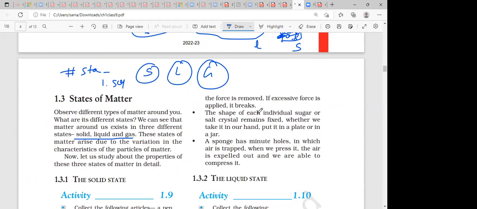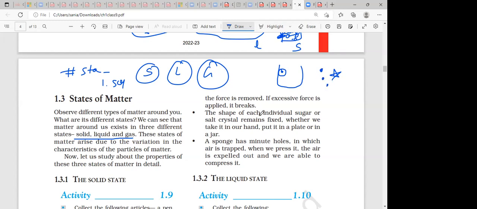So the shape of each individual sugar or salt crystal remains fixed. Just remember one thing: this is a shape. This is sugar, for example. The shape of sugar particles is not changing, right? Of course, when they are collectively taken, the arrangement can change, but you cannot change the sugar itself. If sugar is like this, you cannot make it like this. The particle of sugar will be like this only.